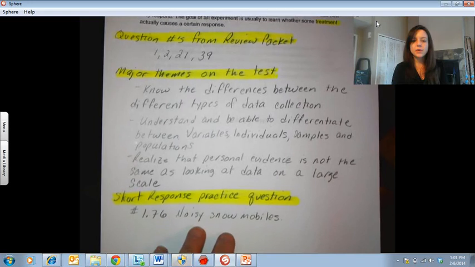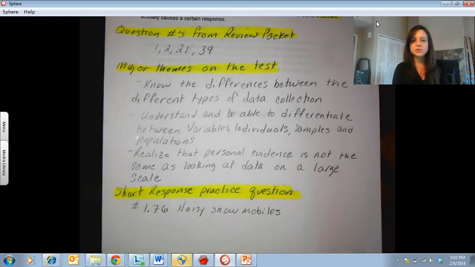Let's see, I want to go over, after I give you the answers to 1, 2, 21, and 39, the short response practice question number 1.76, noisy snowmobiles, at the end of Chapter 1. I'll go back and find that for you, okay? So, questions 1, 2, 21, and 39.